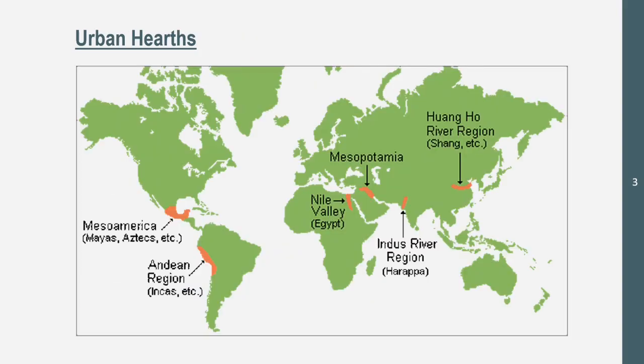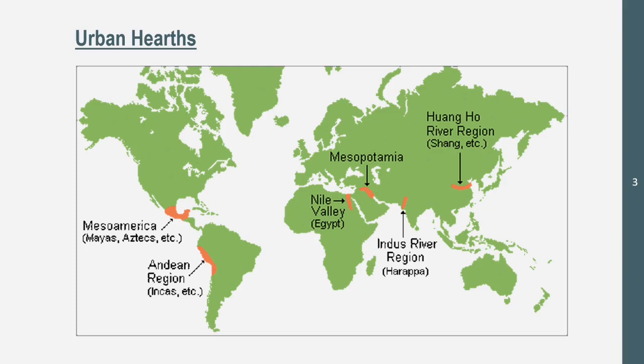Now let's get into urban hearths. This is where urbanization really started happening first before it diffused. Remember, a hearth is where something starts and then it diffuses to other places through various methods. So in the Western Hemisphere, we see Mesoamerica with the Aztecs and the Mayan group. They're the ones who first built those cities. Then in South America, we see the Andean region, primarily with the Incas. We see this out here in like Peru.